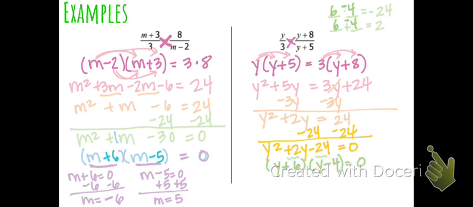And then the last step. If this times this is 0, then that means either y plus 6 is 0 or y minus 4 is 0. Because when you multiply and the answer is 0, one or both of those numbers has to be 0. So you just set up those two equations and you solve them. So y equals negative 6 and y equals 4.